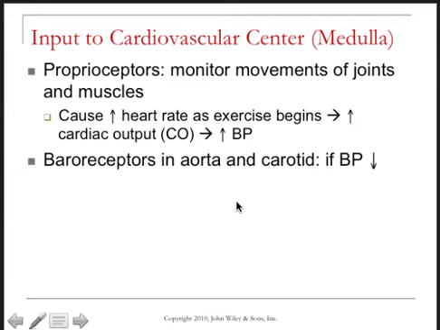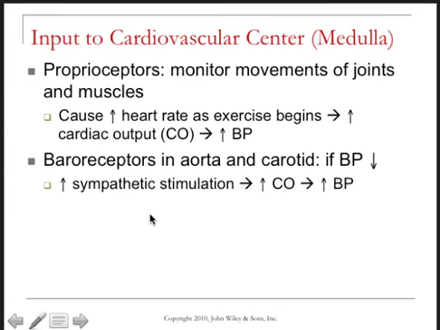Baroreceptors in the aorta and the carotid bodies jump into action if your blood pressure drops. The aorta, remember, is that large vessel that comes straight out of the left ventricle and delivers blood to the rest of the body. And the carotid arteries are found in the neck, and they supply oxygenated blood to the brain. If your blood pressure drops, we see an increase in sympathetic stimulation, which increases the cardiac output and increases the blood pressure. Now, think back to when we talked about the endocrine system, and remember that the sympathetic division of the autonomic nervous system has a nickname, and that's the fight or flight division.